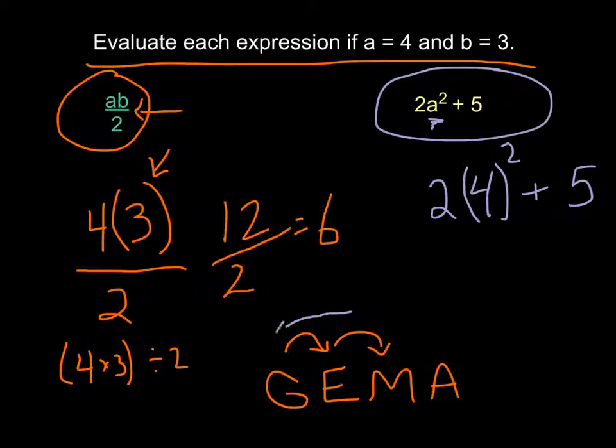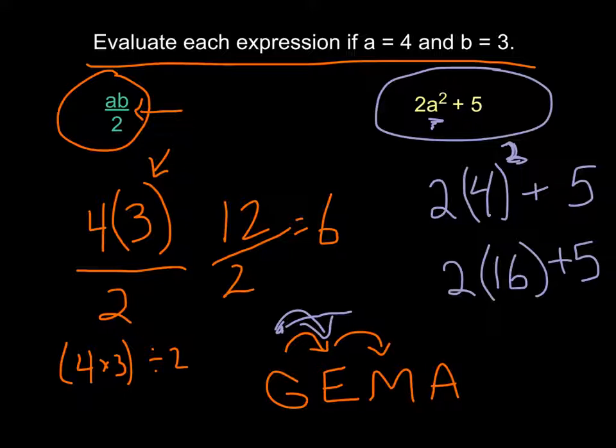So my groupings. First grouping, there's nothing within my grouping here, it's just 4. Now I move to exponents. Well, there's an exponent right here. It's the squared. So I'm going to do that. So 4 squared. I know 4 squared is 4 times 4 is 16. And now I'm going to just fill that in. So now I've done my exponents.